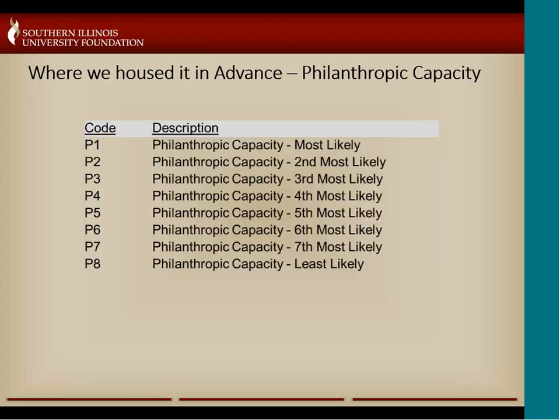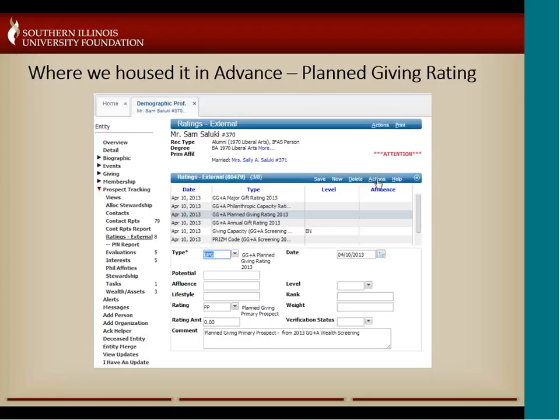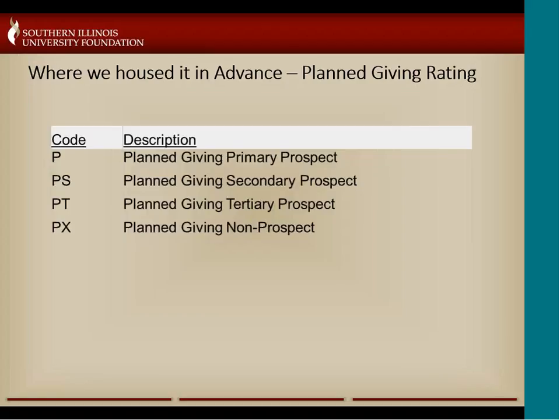You can see the coding scheme that was used. That's basically based on the data that Grenzebach, Glier and Associates return. So most likely, second most likely, third most likely, on down to least likely. We also got a planned giving rating from Grenzebach, Glier. So we basically use the same kind of notion to put that into external ratings. And you can see this person is a primary prospect for planned giving. The codes we got were primary, secondary, tertiary, and then a non-prospect, some that Grenzebach, Glier assessed as not really being a planned giving prospect for us.